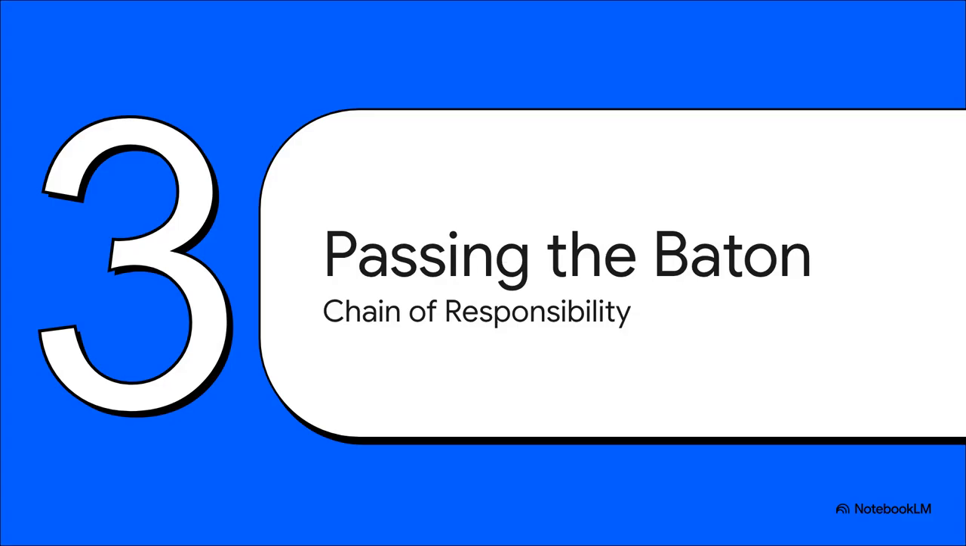Okay, let's get practical. Let's look at our first example. This one tackles a really common problem. A request comes in, but who's supposed to handle it? Especially when the thing that sent the request has no clue who should. This whole idea is behind what we call the chain of responsibility.